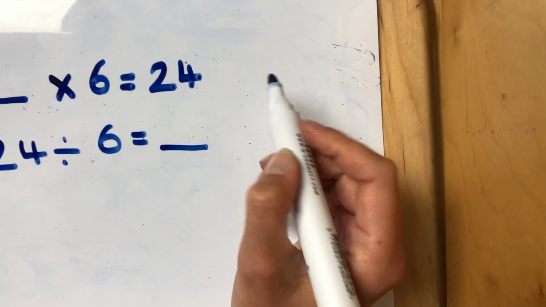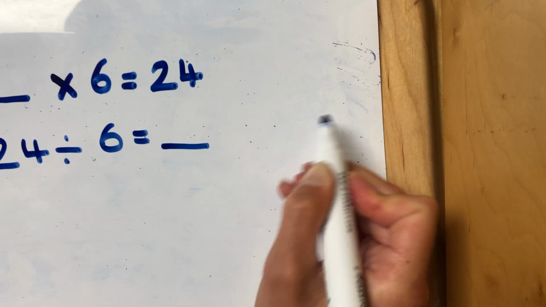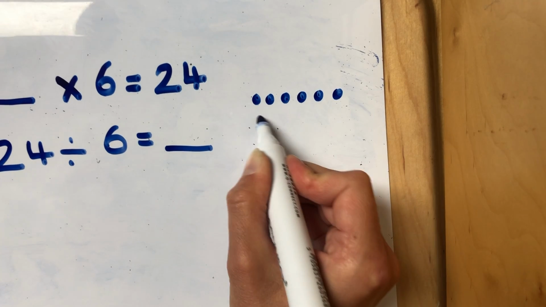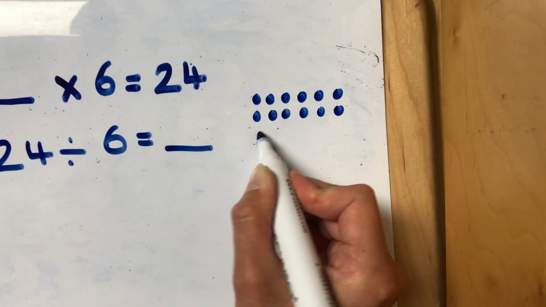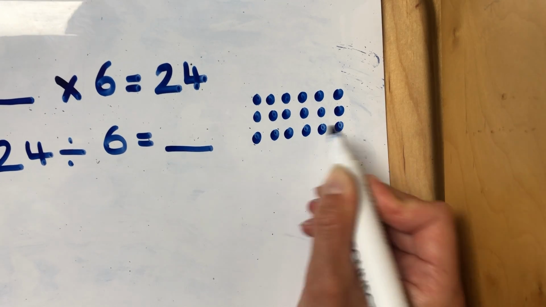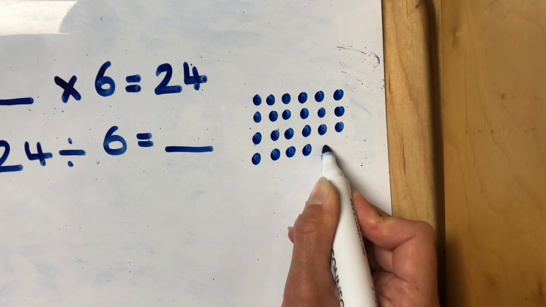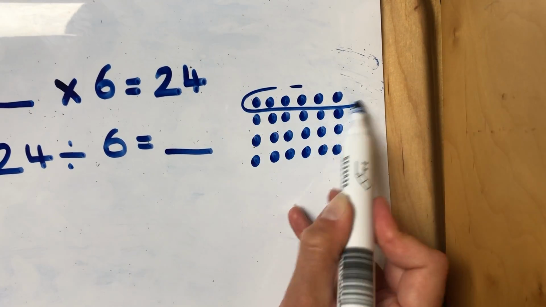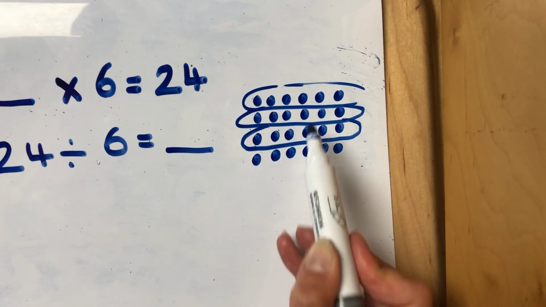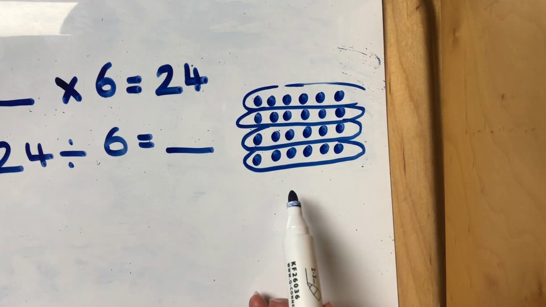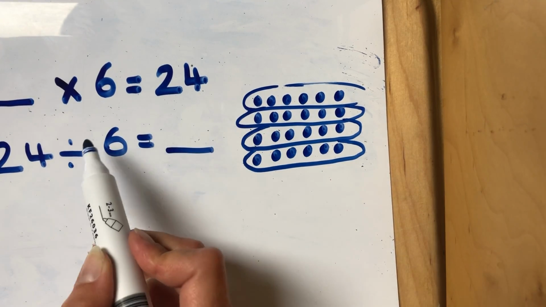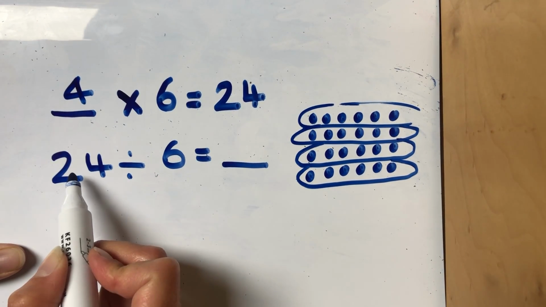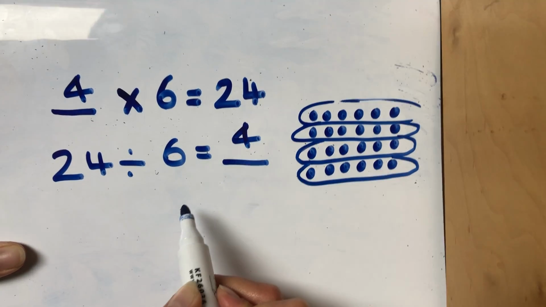So again, I'm going to draw an array, and I'm going to draw rows of 6 until I get to 24. 1, 2, 3, up to 24. Okay, so I can see that I have drawn 4 rows of 6. So there are 4 lots of 6 in 24. So therefore 4 times 6 is 24, and 24 divided by 6 is 4.